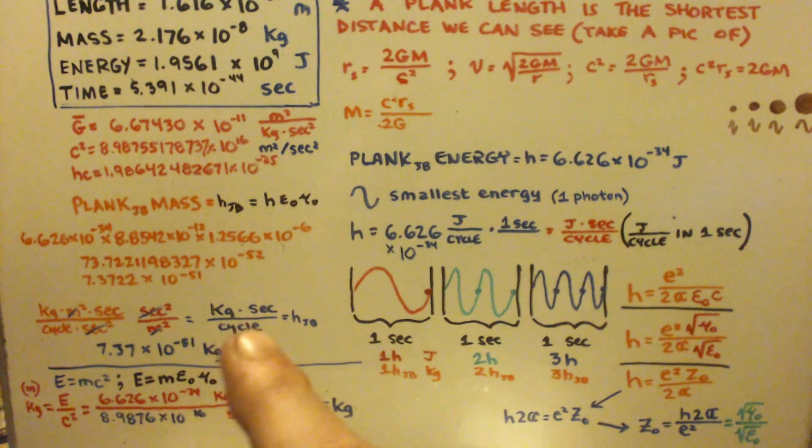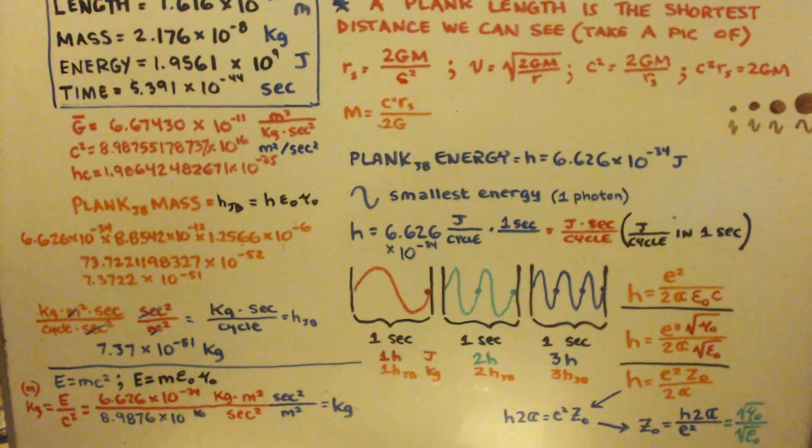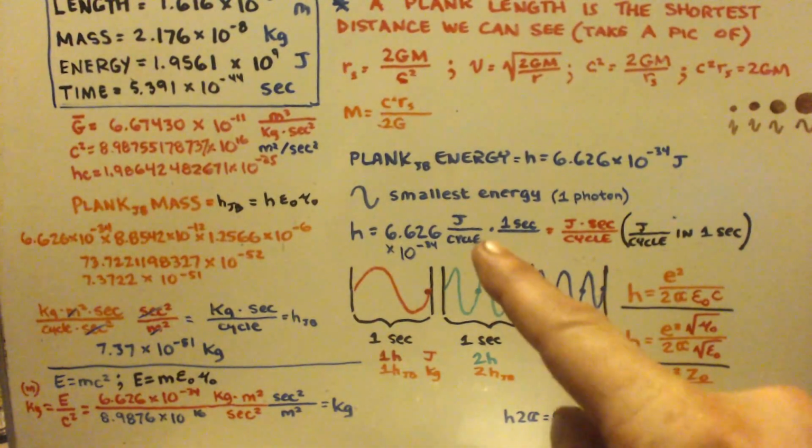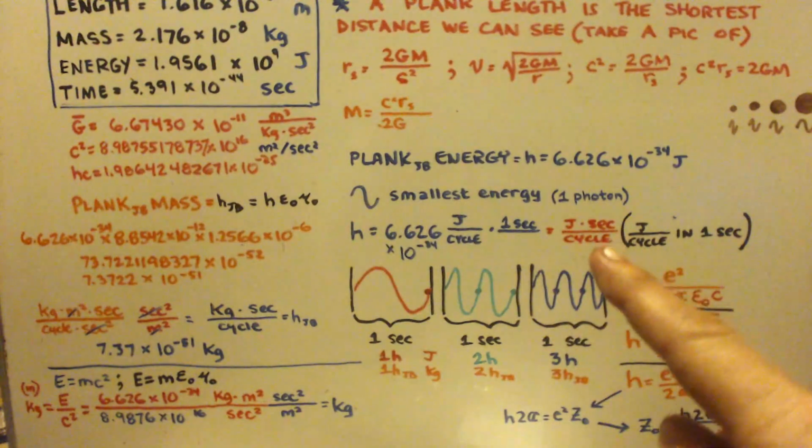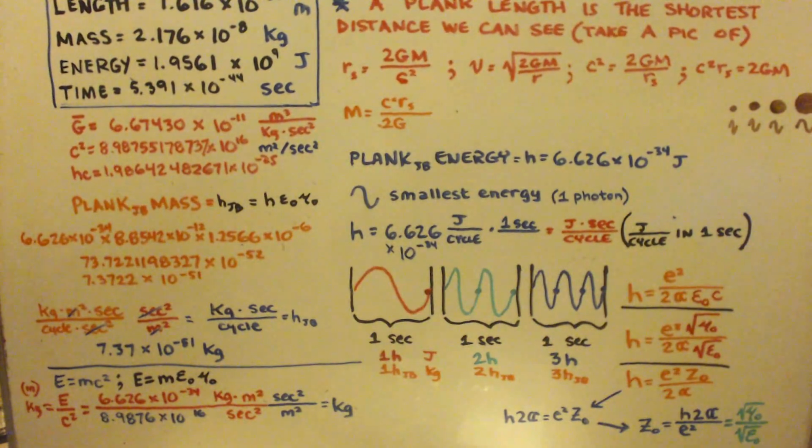Okay, it's this. It's a kilogram second per cycle. And you might say, well, what the heck is a kilogram second per cycle? It's the same thing as a joule second per cycle. It's the same exact thing. You just, like, over here.